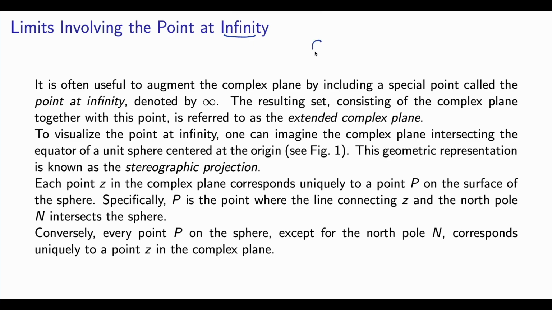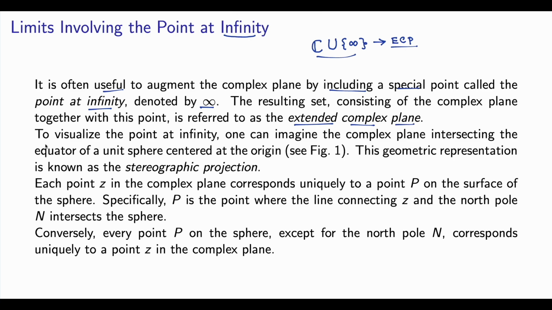So it means if you have a complex plane C, right, union, I'm going to add another element, plus infinity. And this is called the extended complex plane, right? It is often useful to augment the complex plane by including a special point called the point at infinity. As you see, already denoted by the symbol, the resulting set, consisting of the complex plane together with this point, is referred to as the extended complex plane.